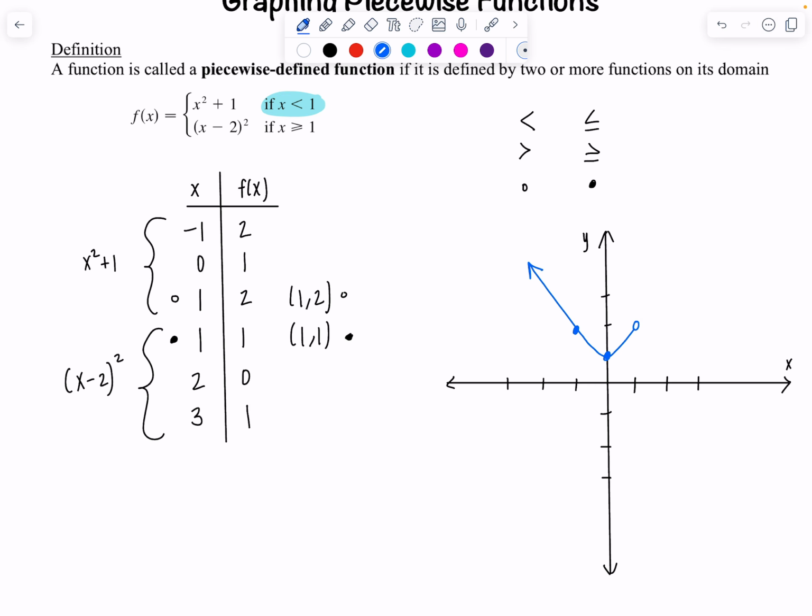And I'm going to put an arrow, because this graph continues for all x less than 1, forever this way. This is not a bounded inequality, so you need that arrow. Now let's do the other side. We have a closed circle at (1, 1), (2, 0), (3, 1). And you see how now we have x greater than or equal to 1, so this is going to go forever this way. Okay?